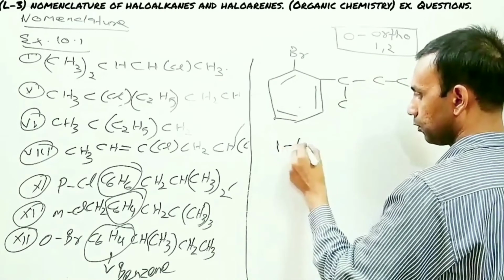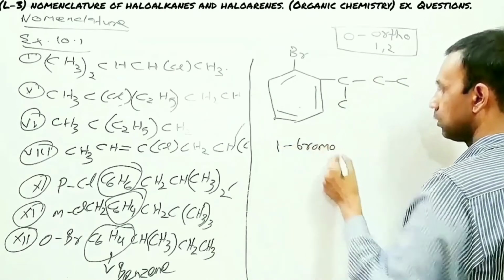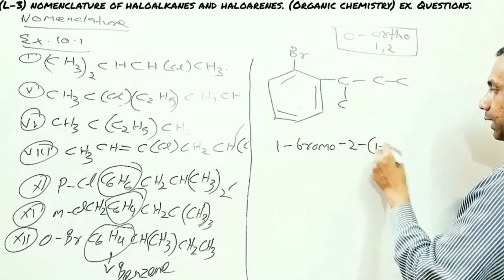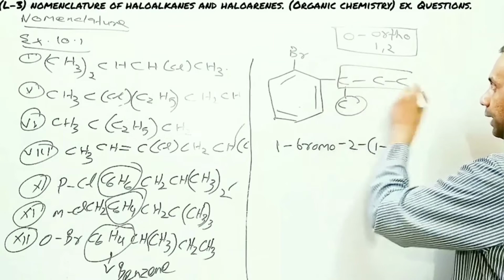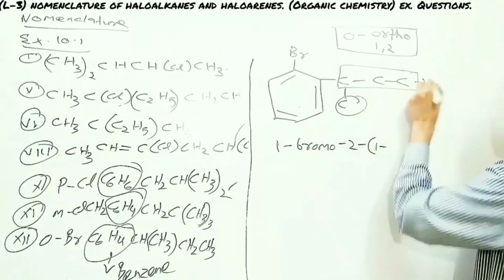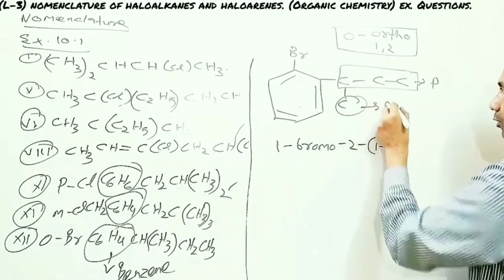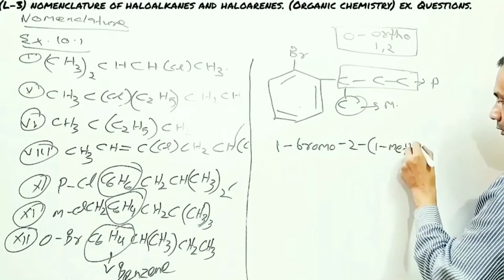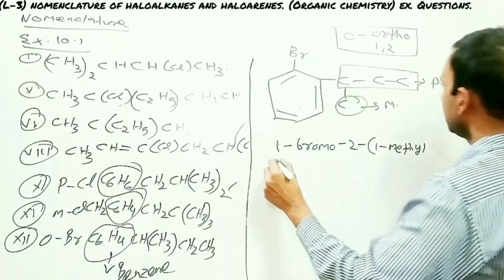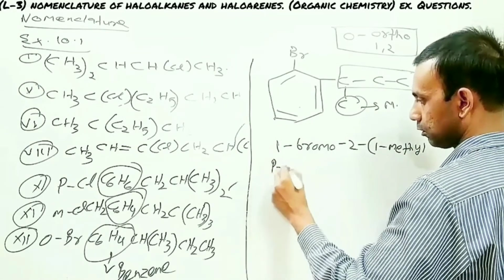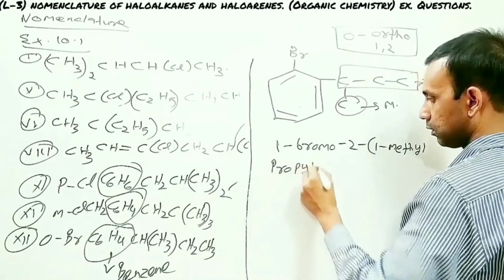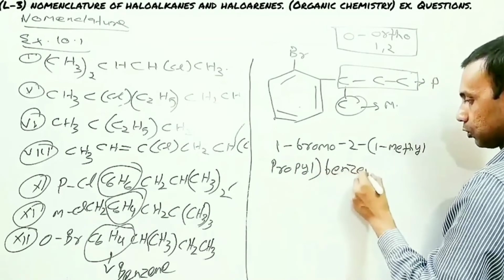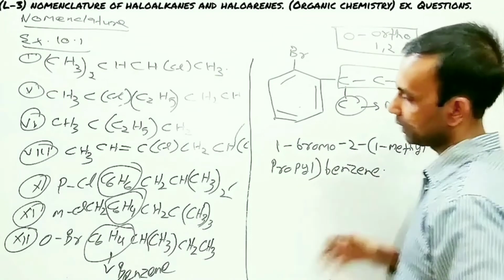So it's 1 bromo. Okay. Now 1 bromo, 2. 1 methyl, because this is a methyl and this is a propyl. You need to understand this is propyl and this is methyl. So 1 methyl, propyl. Now close the bracket and write benzene.